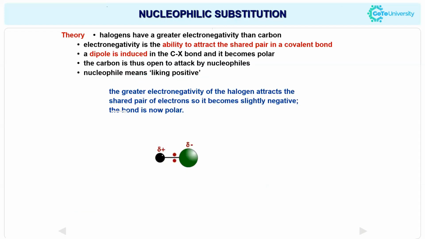Now coming to the important reactions of haloalkanes. The first one is the nucleophilic substitution reaction. Substitution reaction means one species is substituted by or replaced by some other species. So what is nucleophilic substitution? One nucleophile is substituted by some other nucleophile. That is called a nucleophilic substitution reaction.